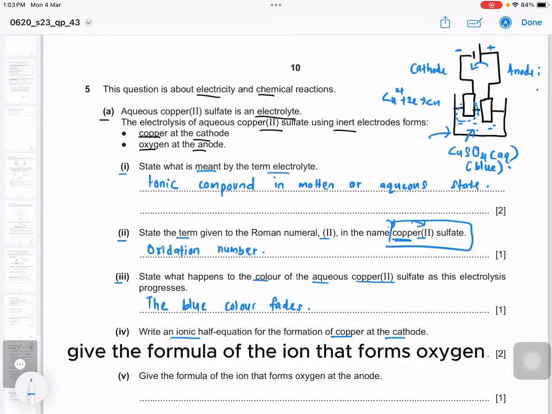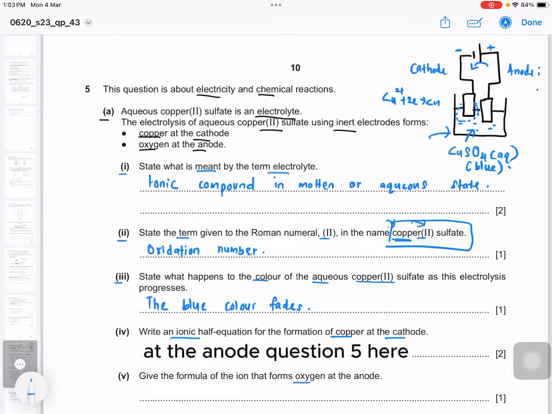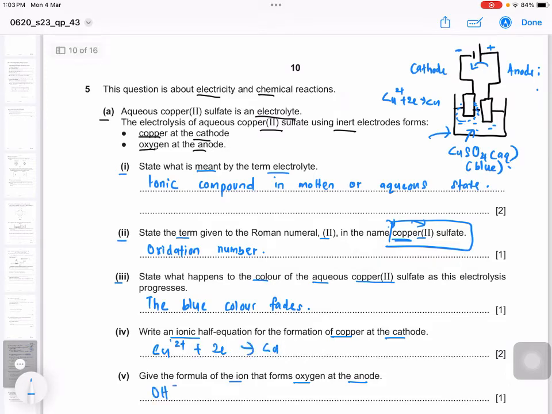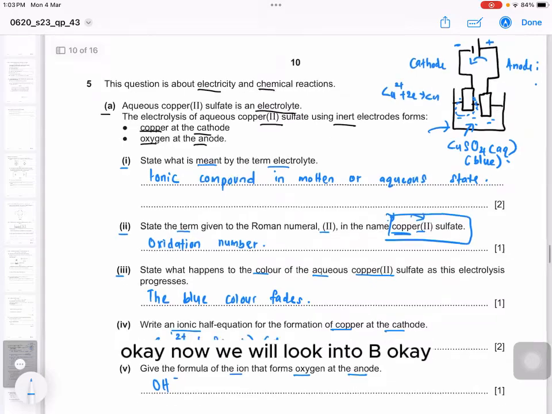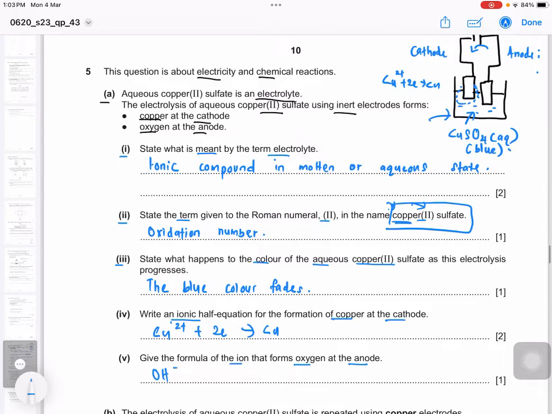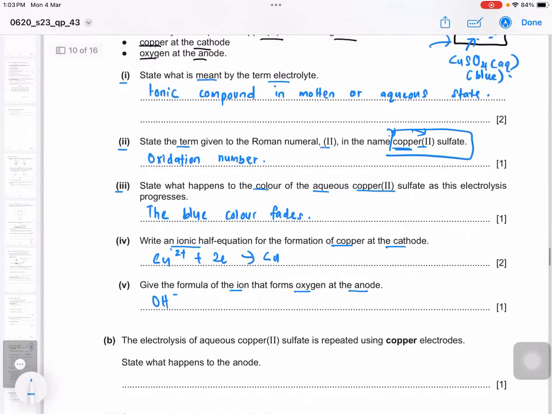Give the formula of the ion that forms oxygen at the anode. Question 5 here. Okay, the ion that gives oxygen in the solution here is hydroxide ion. Okay, now we will look into B. In this video, we will focus on question A and B.